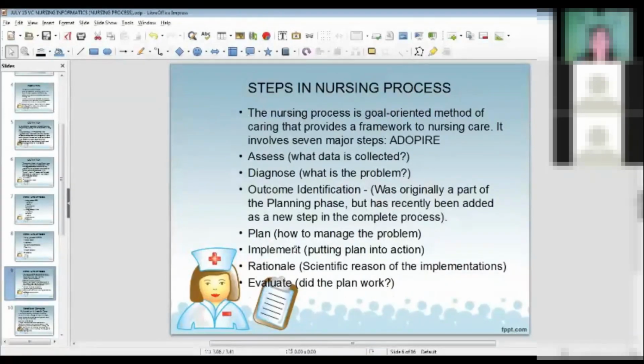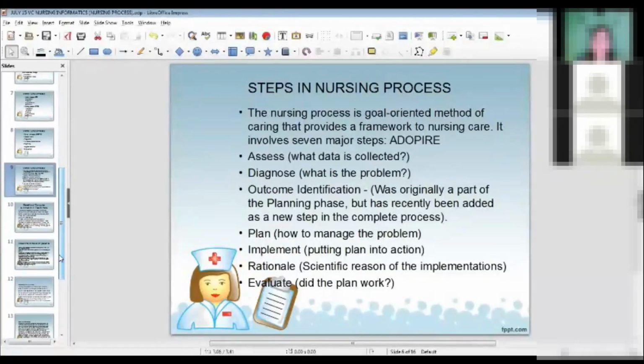So, ito yung how the nursing process evolved through time. From the time of Lydia Hall na 3 steps lang up to the 7 steps that we are using right now. So we have the ADOPIRE because of the inclusion of the rationale or the scientific reason of the implementation. So this is all about nursing process, and again, this is the core of nursing practice. So we have to utilize the nursing process in the care of mother, child, adolescent, client.